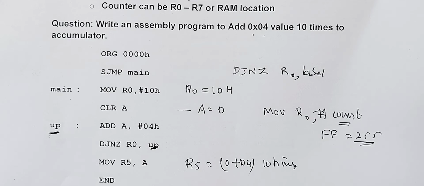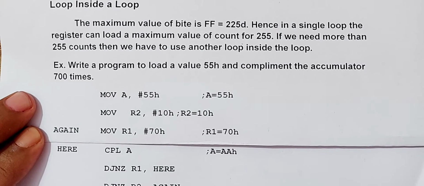If you want a count of more than 255, that is, if you want to repeat a sequence more than 255 times, you need 2 registers and also looping inside the loop. Let us understand by an example. Let us define a loop inside a loop by taking an example.